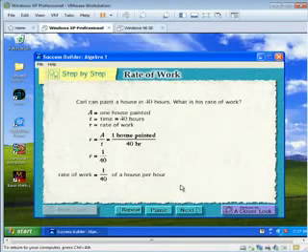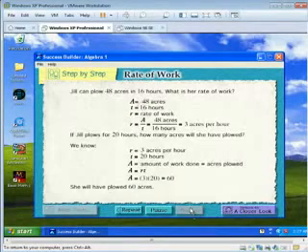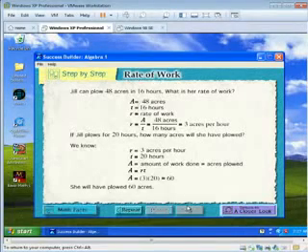Here's an example of how to figure someone's rate of work. Once we figure the rate of work, we can use that information to solve other problems.